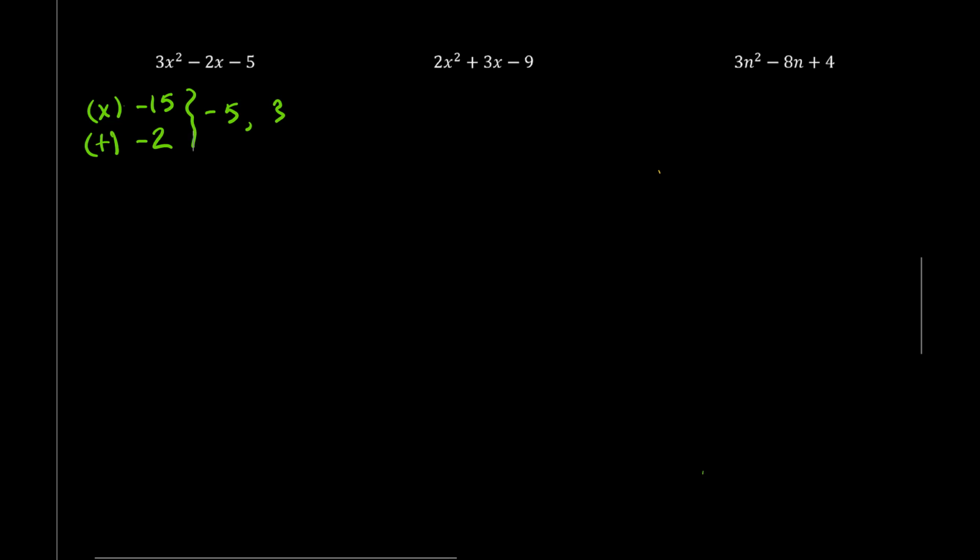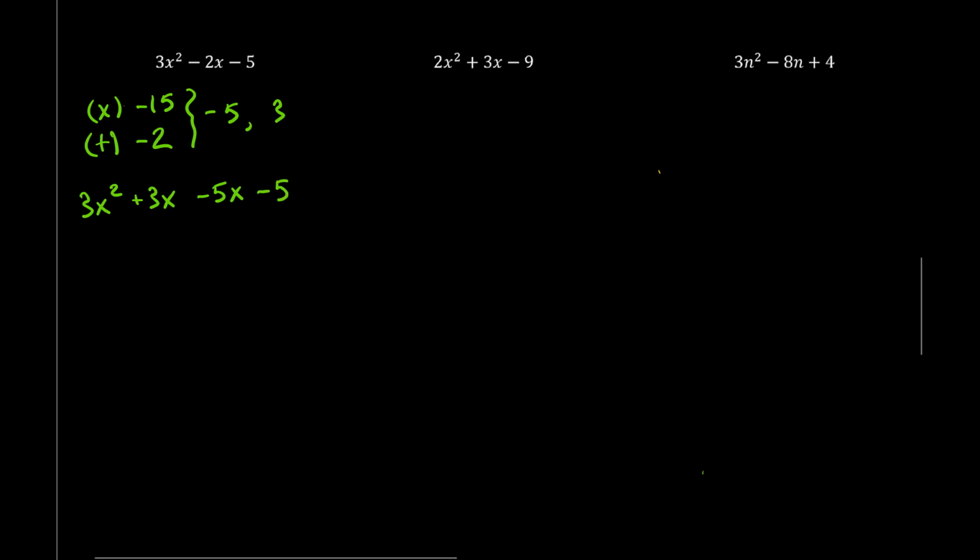Okay, so now I'm going to take these two numbers and use them to what we call decompose, or you can think about it as breaking apart the middle term. Okay, so I have a -2x as a middle term. So what I'm going to do is keep the 3x squared the same. But instead of writing -2x, I'm going to break it up into 3x minus 5x. And I'm going to write it in this order: plus 3x minus 5x. And then I still have a minus 5 at the very end.